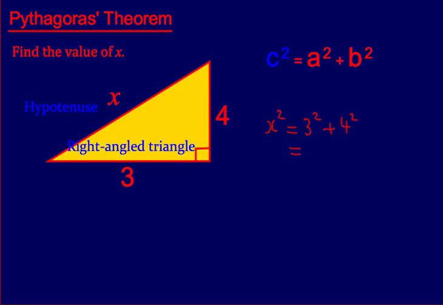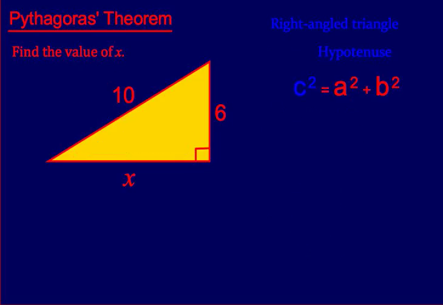Now 3 squared is 9, 4 squared is 16. Add them together, I get 25. That means x squared is 25. So x would be the square root of 25, which equals 5. There you go. We managed to solve for the value of x.